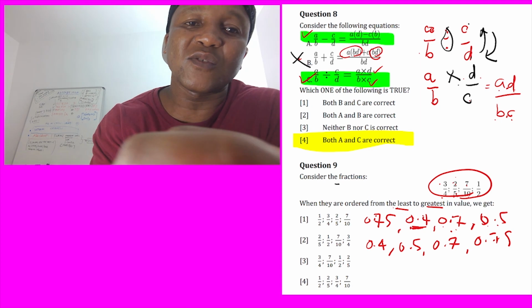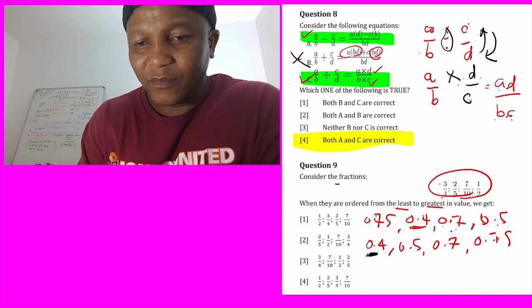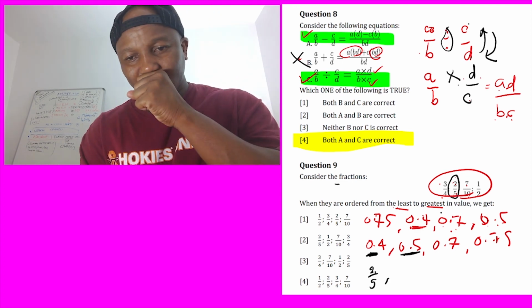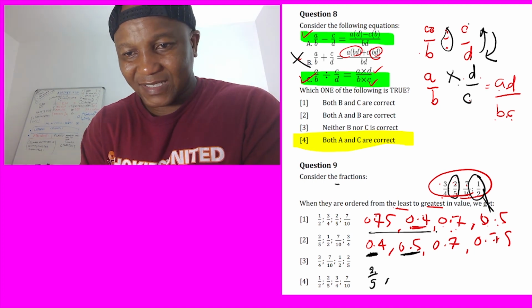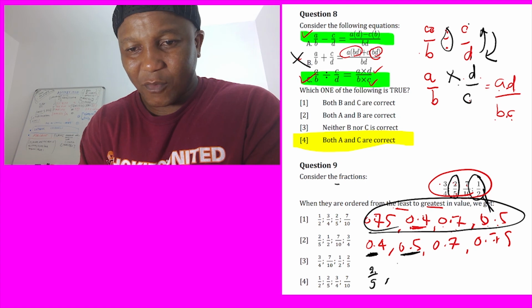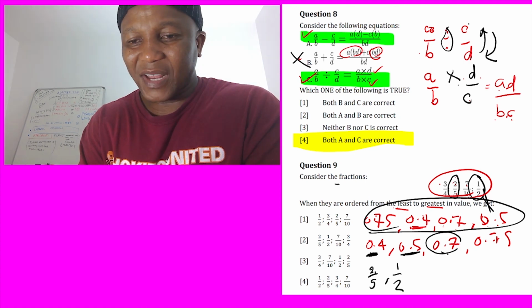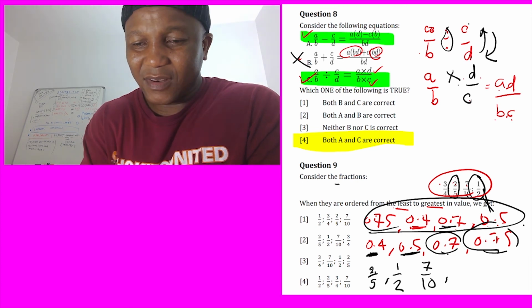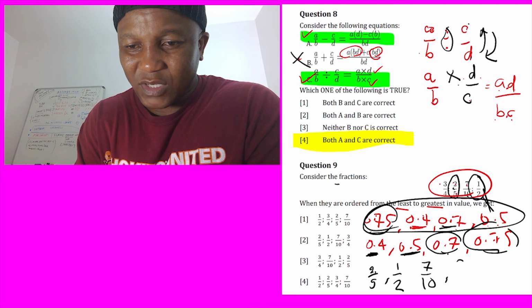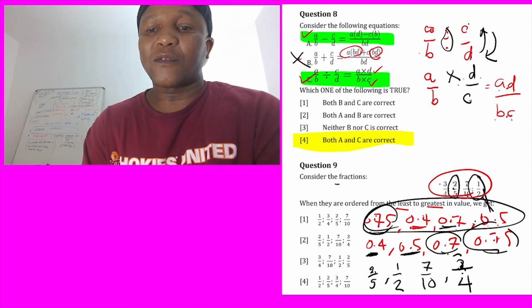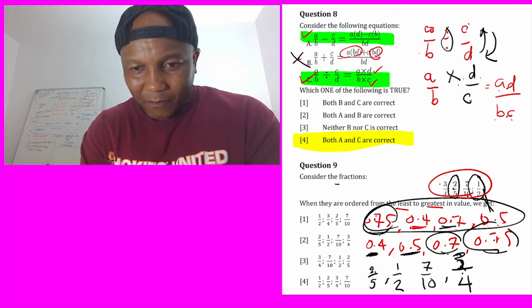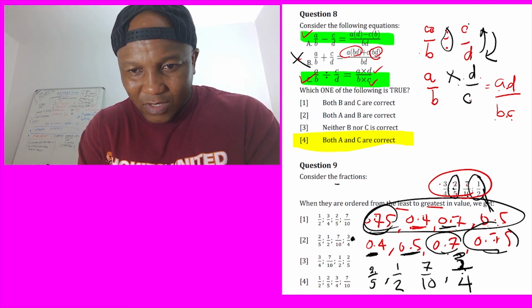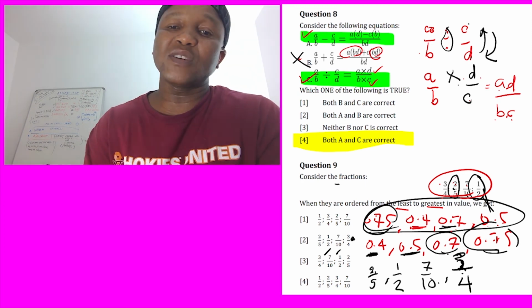Now, let's write as a fraction, because what is 0.4? 0.4 is this one. So we start with 2 over 5. What is 0.5? 0.5 comes from the last number. Remember, this is the number that I took, we changed everything. So it's going to be 1 over 2. What does 0.7 come from? 0.7 comes from the third one, which is 7 over 10. And the last one is 0.75. Where does 0.75 come from? It comes from the first one, which is 3 over 4. So now let's see which is this one right here: 3 over 4, 7 over 10, and then 1 over 2. So option number 2 is the correct answer.